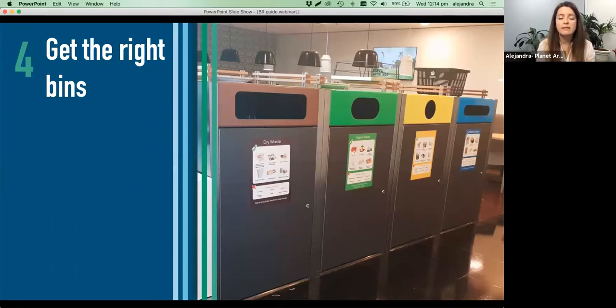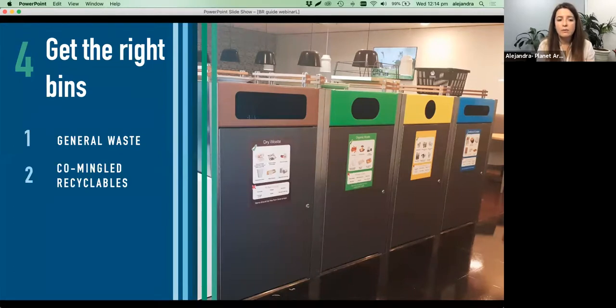You would like to have at least 2, one for general waste and one for commingle recycling. That would be the bare minimum, and also they need to be right next to each other. It's not good to have one bin in a corner of the room and the other one in the other corner.